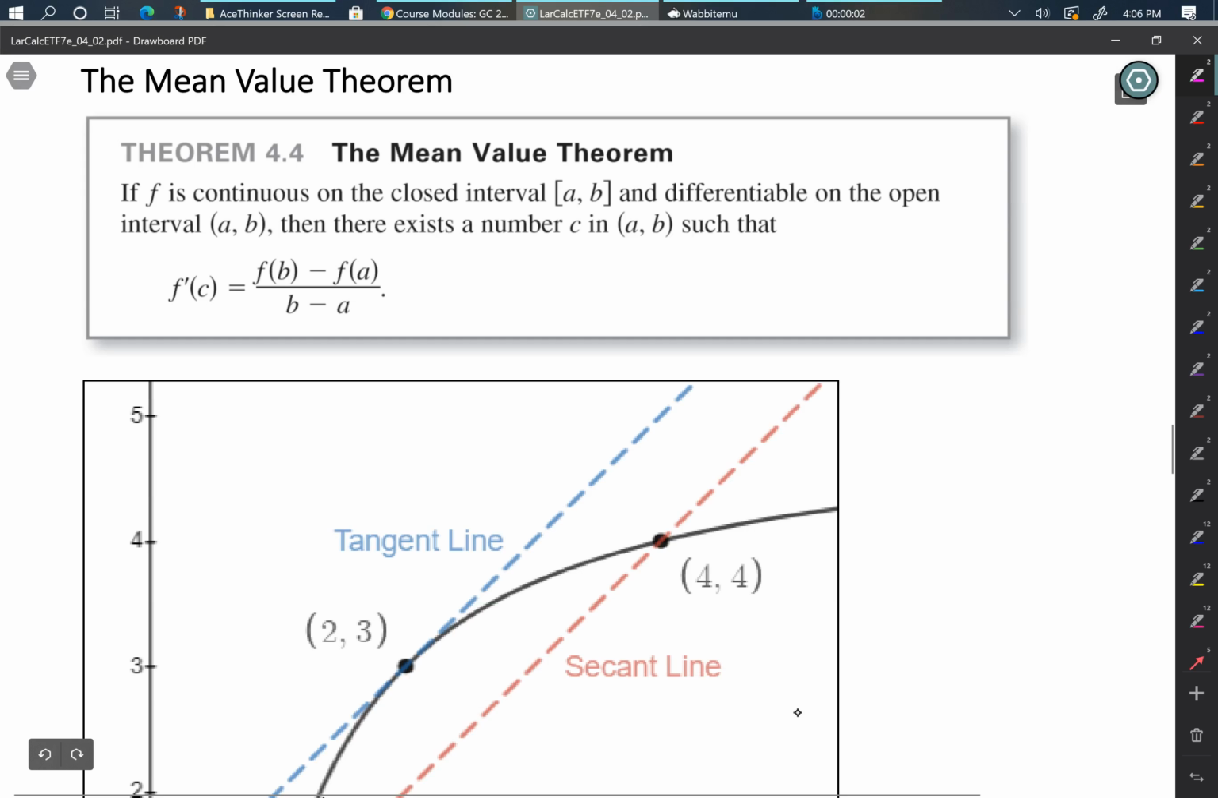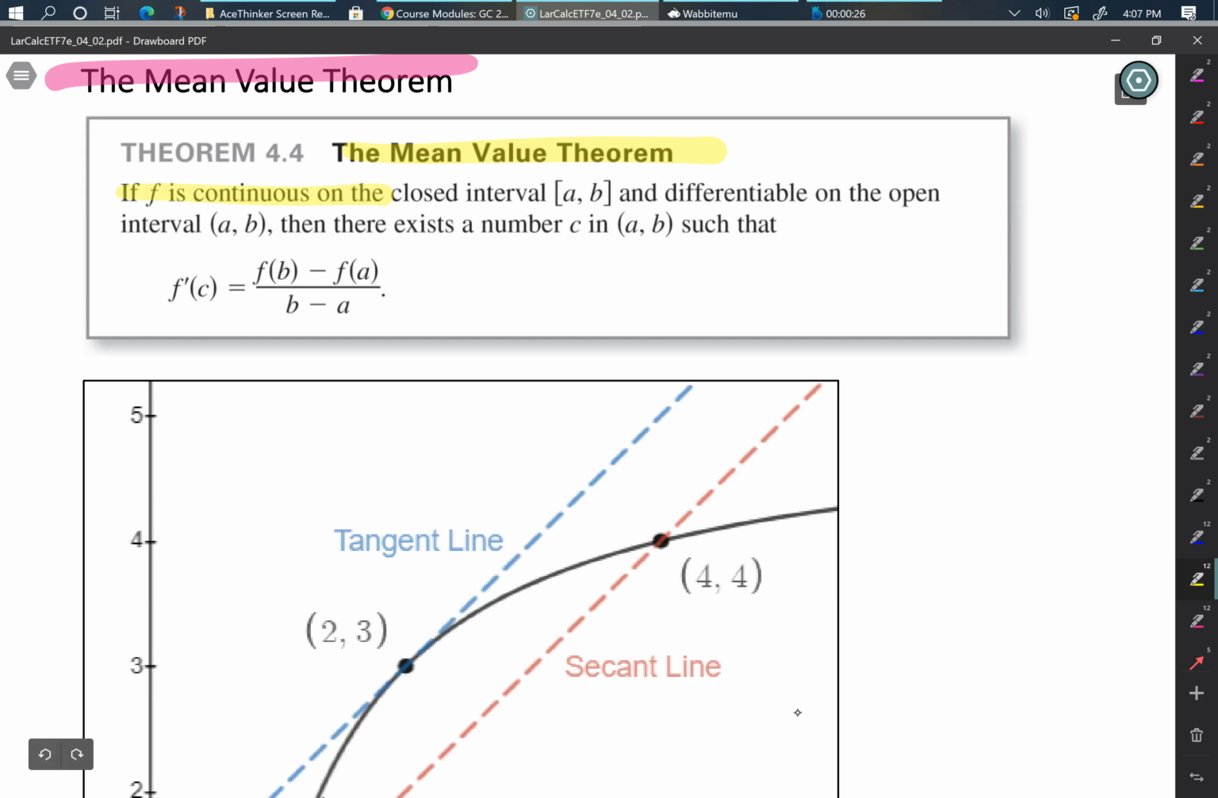Part 3, Section 4.2, Mean Value Theorem. We're just going to jump right into this one, because the Mean Value Theorem is similar to Rolle's Theorem. They're related. Rolle's came out first. It's like version 1.0. The Mean Value Theorem came out later. It's version 2.0.